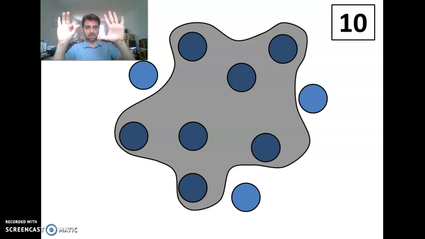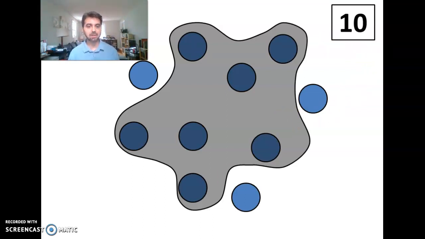Actually, let me do it this way. 7 plus 3 more gives me 10. Or if I have 10 and I take away 7, I'm left with 3. So 7 and 3 are 10's partners. So are 5 and 5, right? 5 and 5 are 10's partners. So are 6 and 4. Your hands can always show you what the 10's partners are, okay?